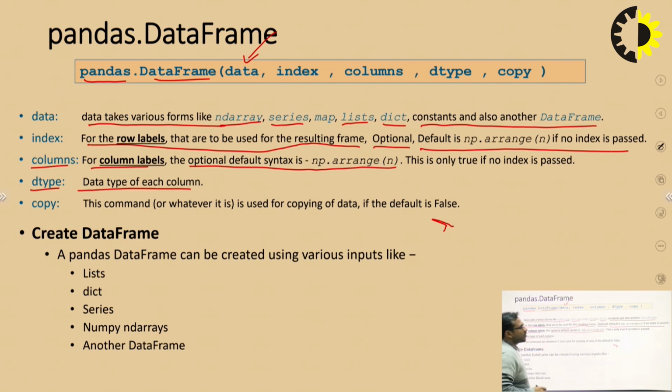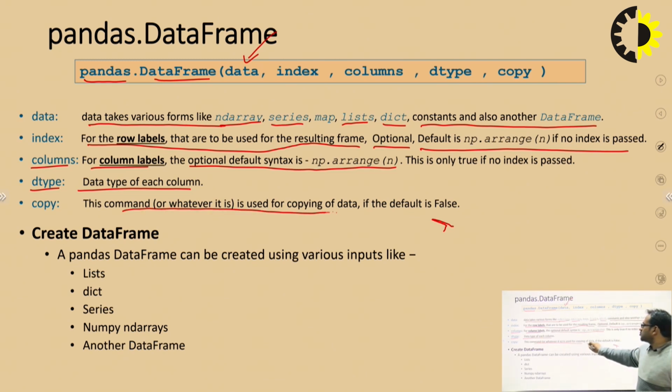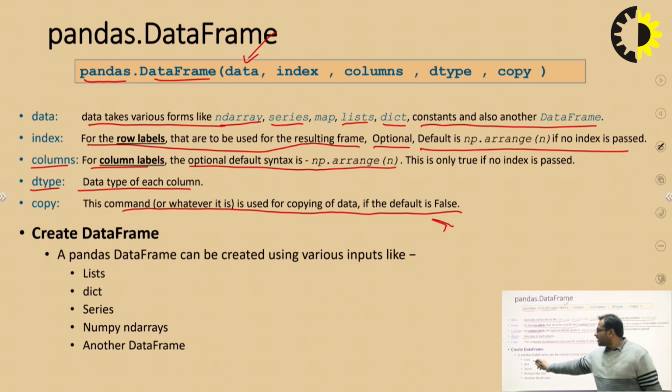What is dtype? It is the data type of each column. Whatever data you pass, it automatically determines what kind of data it is and sets the data type, right? And copy is used to copy data, and the default is false, right? What kind of data can we pass? We can pass a list, a dictionary, a series, a numpy array, or another data frame.